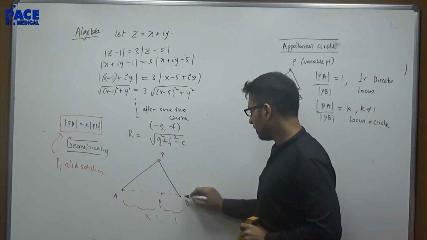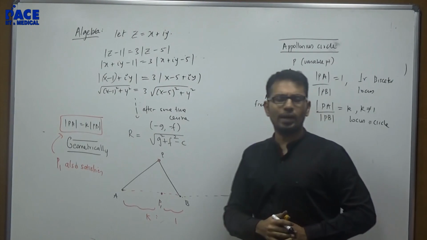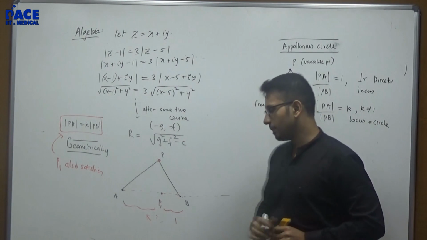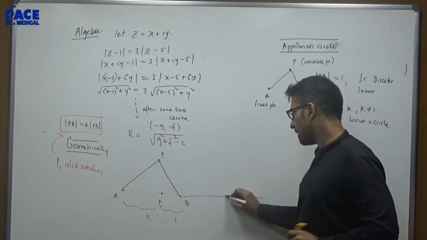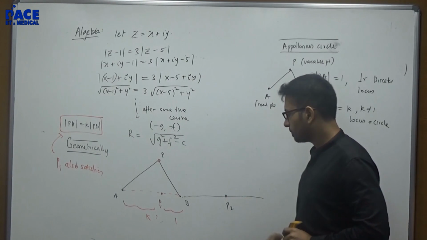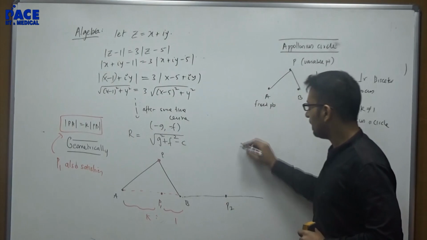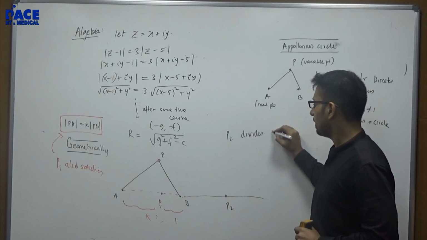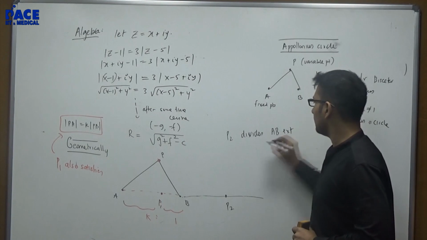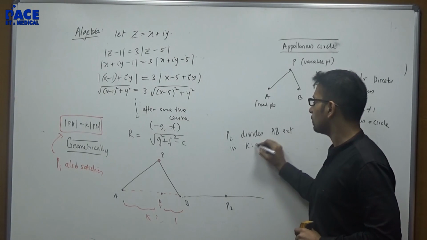Let's take another point. I hope you all know external division. Yes. Okay. So let me extend this line segment. Let me take another point P2. Now P2 is a point such that P2 divides AB externally in the ratio k:1.